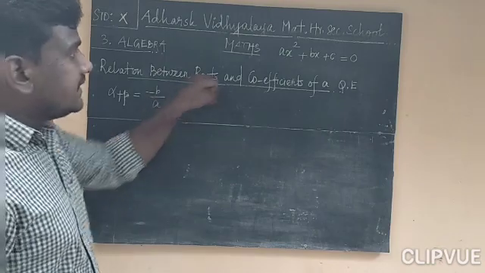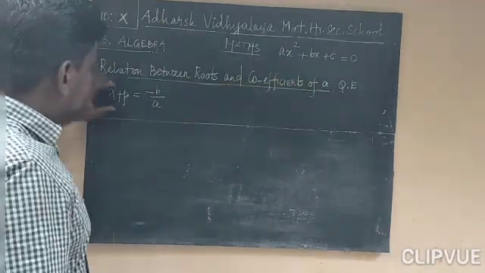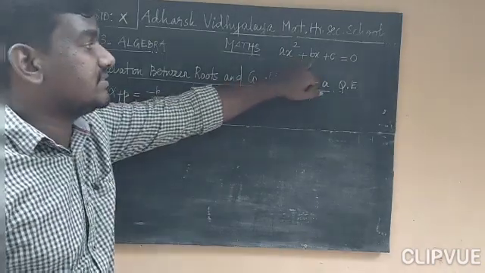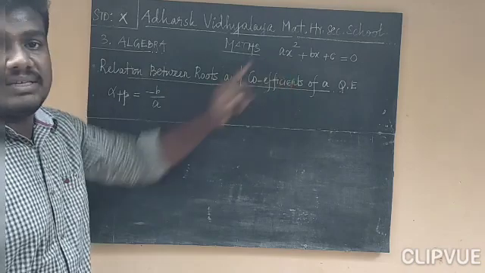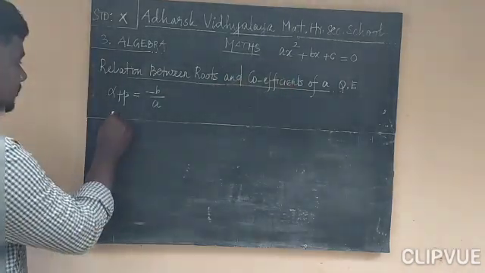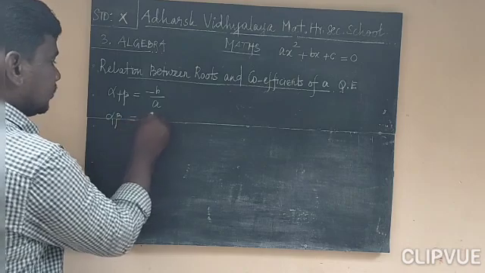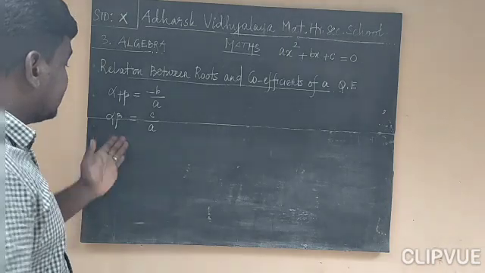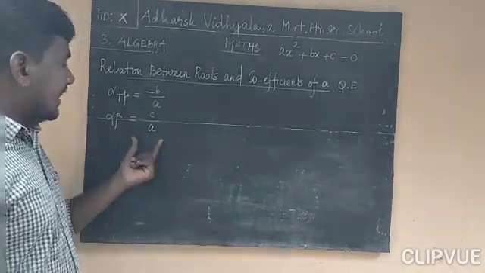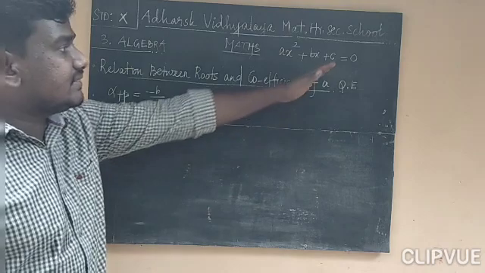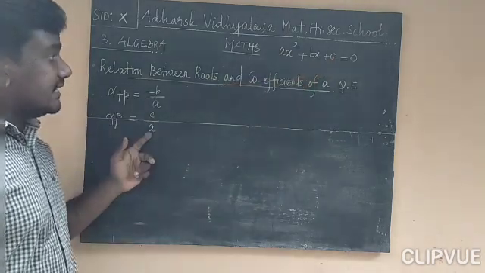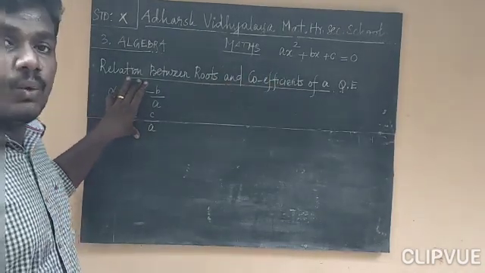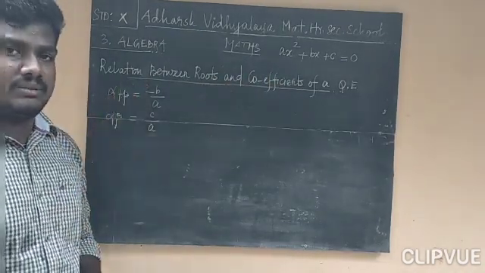What is this b? b is the coefficient of x. So sum of the roots, alpha plus beta, means minus coefficient of x divided by coefficient of x square, and the product of the roots, alpha beta, is equal to c by a. So product of the two roots, alpha into beta, is equal to c by a. c is the constant, you know that, and a is the coefficient of x square. So this is the relationship between roots and coefficients of a quadratic equation.